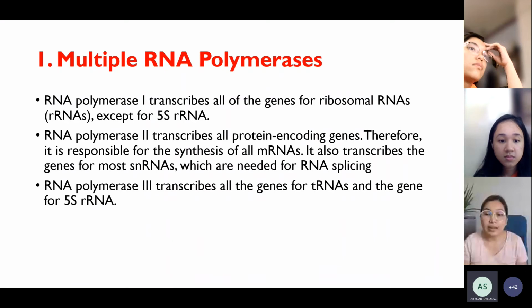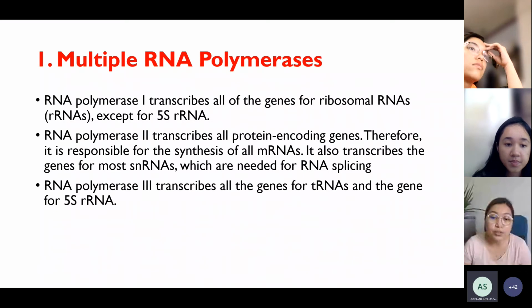It would also transcribe the genes for most of our snRNAs, which are needed for RNA splicing, which we'll discuss in the next few chapters. In addition to this, it transcribes several types of genes that produce other non-coding RNAs and includes most long non-coding RNAs, microRNAs and snRNAs. While RNA polymerase 3 would transcribe genes for tRNAs and genes for 5S rRNA.